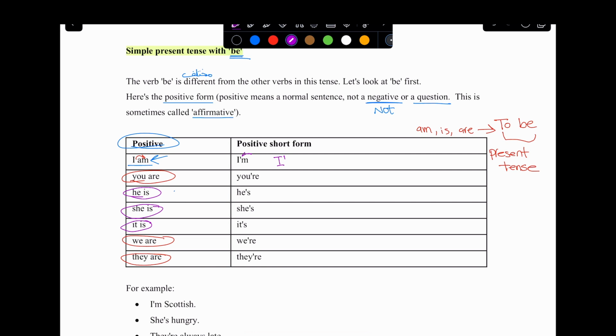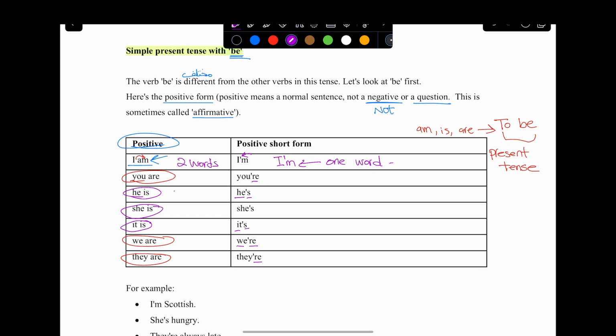So we call this apostrophe. تدعى apostrophe M. هنا عندنا كلمتين, so 2 words. في الاختصار تصبح كلمة واحدة, 1 word. Are, so نكتب you apostrophe RE. Is, he apostrophe s, she apostrophe s, it apostrophe s, we apostrophe re, they apostrophe re.